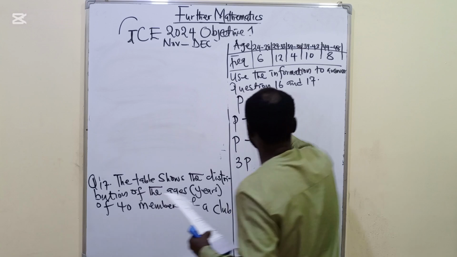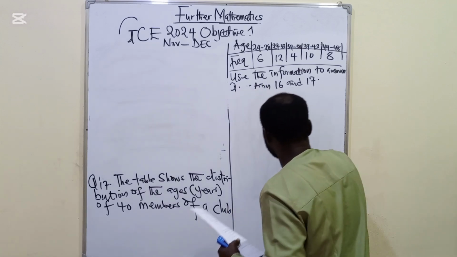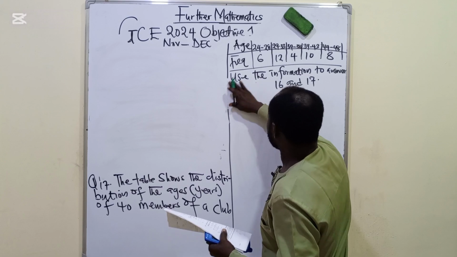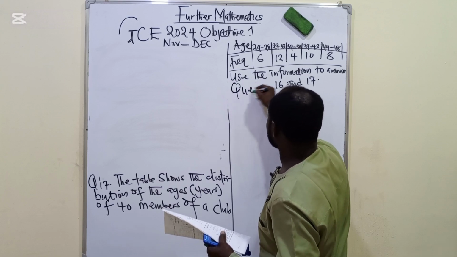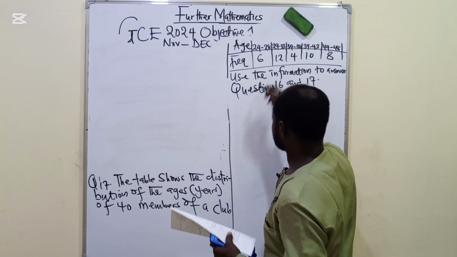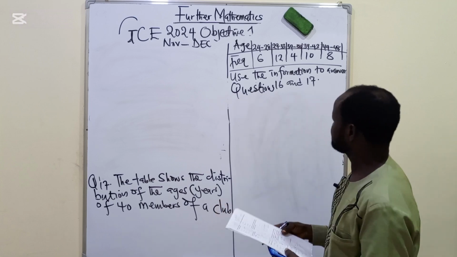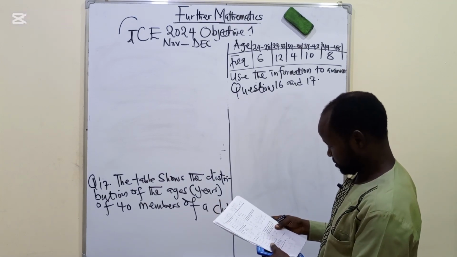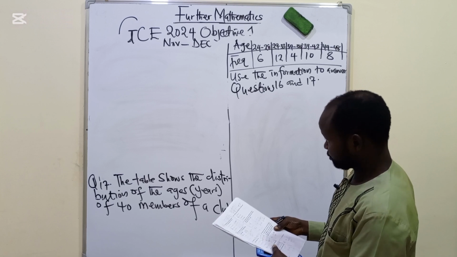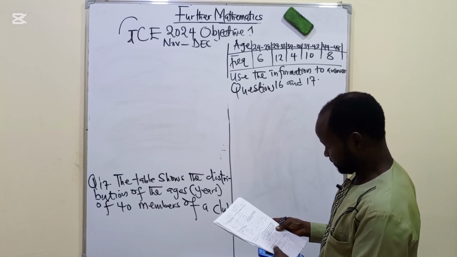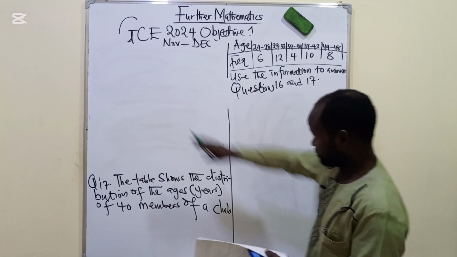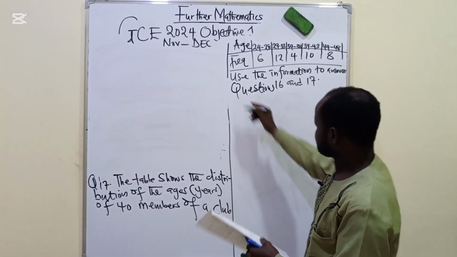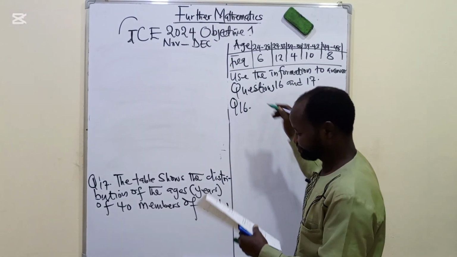Let me write down the question here. I just stopped at the table because of space. We are asked to use this table to answer questions 16 and 17. Question 16 and 17, because the one we just finished is 15. Let's look at 16. Question 16 now. Let me write it here.